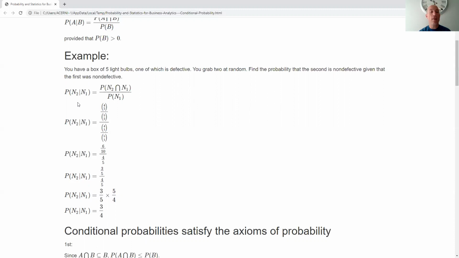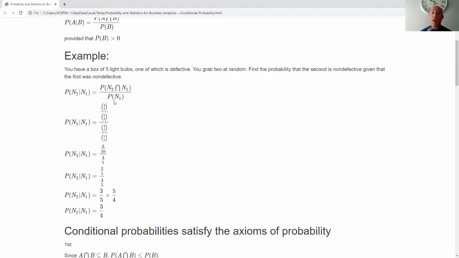I'm going to say that N is non-defective, and the subscript indicates which light bulb we're talking about. Subscript 2 is talking about light bulb 2, and subscript 1 is talking about light bulb 1, the first one I grabbed. So the probability that light bulb 2 is non-defective, given that the first one is non-defective. Here I'm saying I know the first one is non-defective. The likelihood we're talking about is the probability that both of them are non-defective divided by the probability that the first is non-defective.